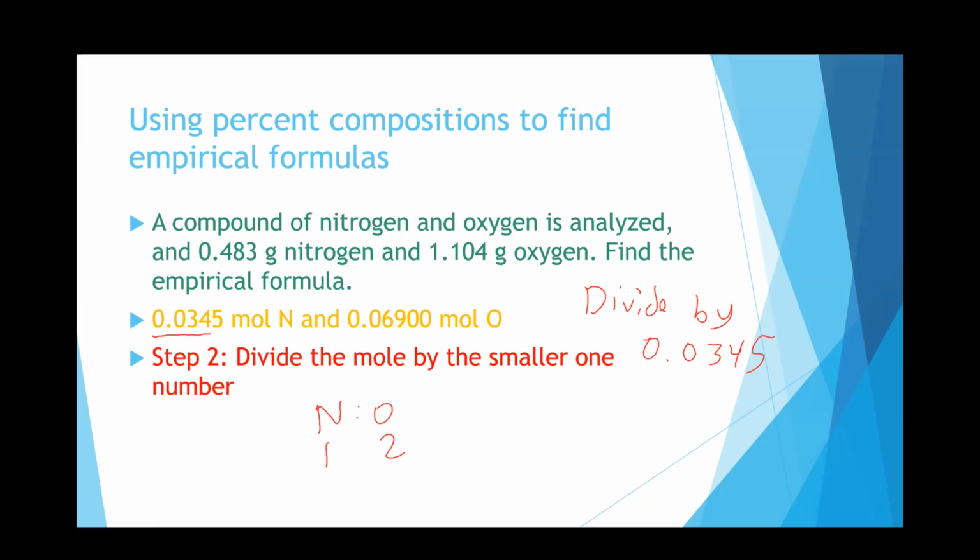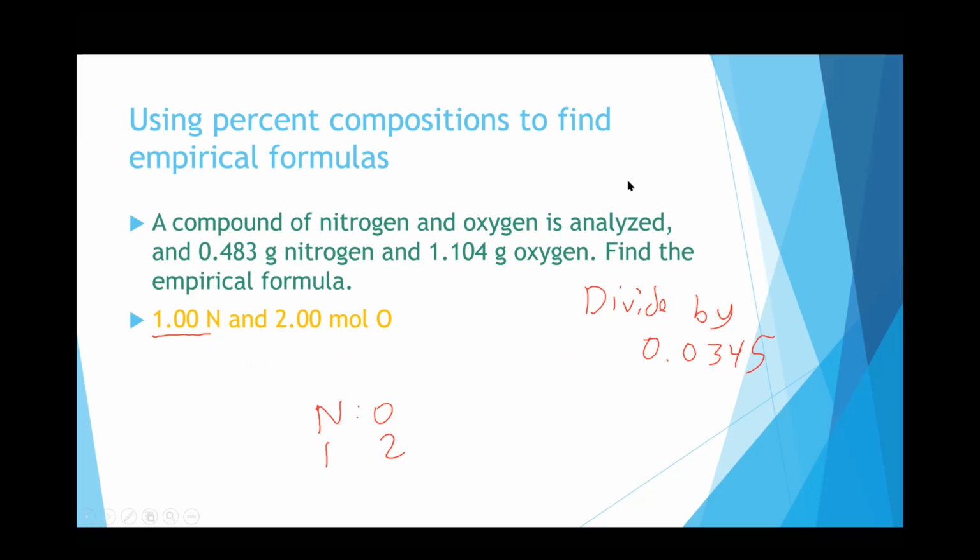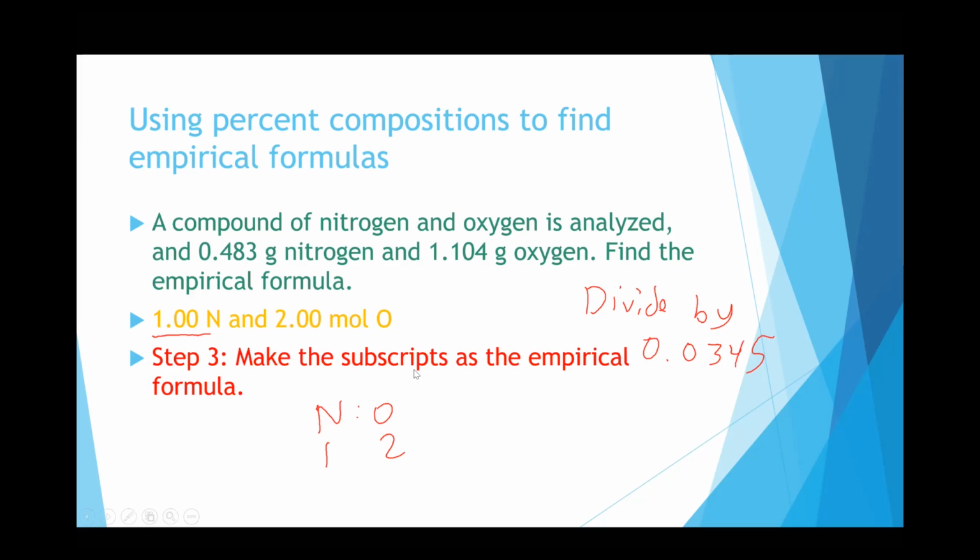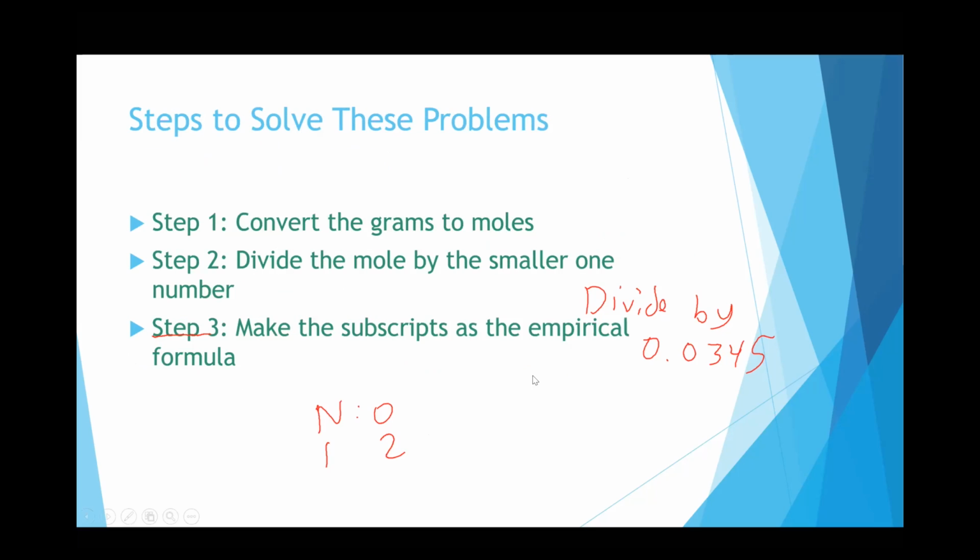So we're almost done. Then we need one more step. Make sure the subscripts are in the simplest form. There's nothing that divides 1. There's no GCF, greatest common factor, that divides both 1 and 2 other than 1. So it is the simplest form. So we just use them as subscripts.